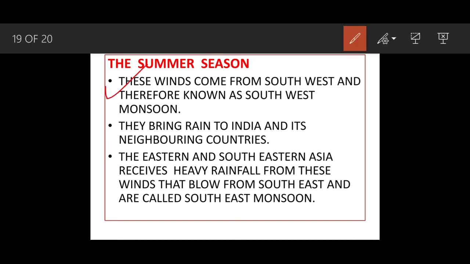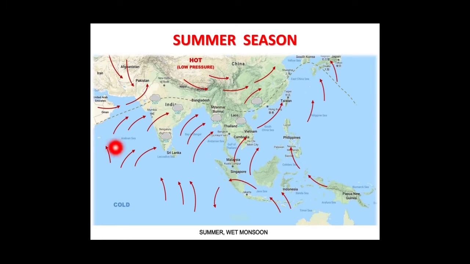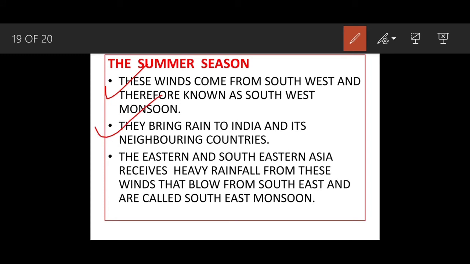These winds come from the southwest and are therefore known as the southwest monsoon. So once again we will see the map. See, these winds are coming from the southwest. Can you see the direction? So these are called southwest monsoon winds. Now they bring rain to India and its neighboring countries. The eastern and the southeastern Asia receive heavy rainfall from these winds, which blow from the southeast and are known as the southeast monsoon. Now children, don't get confused about why they are known as southwest and southeast monsoon.